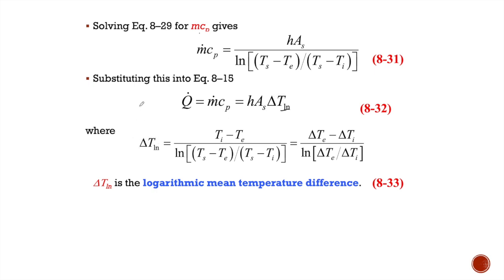Delta T ln is the same as before, the log mean temperature difference. So you have to remember this equation. For a constant surface temperature, if you want to find the rate of heat transfer, you have to use this equation, the log mean temperature difference. So first you have to determine the T exit and then substitute into this equation to find the delta T log mean before you substitute into the Q dot. So that is how you calculate for the constant surface temperature.